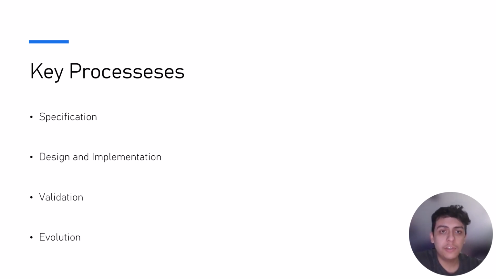So with specification, this is about defining what the software should do. It involves gathering requirements from stakeholders and documenting the system's expected functions, features, and constraints.